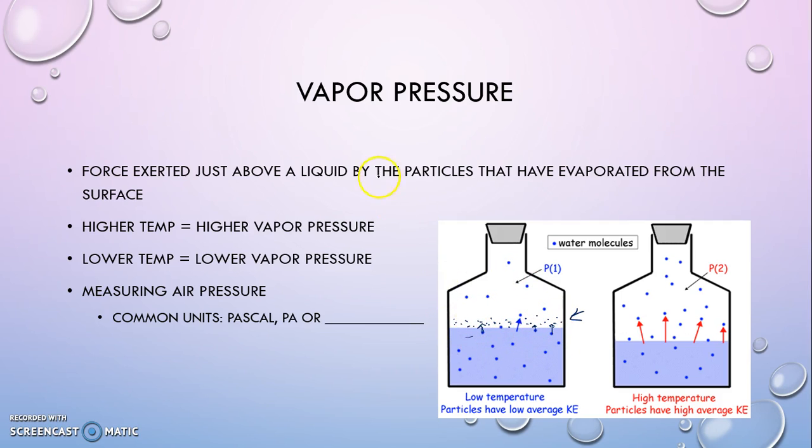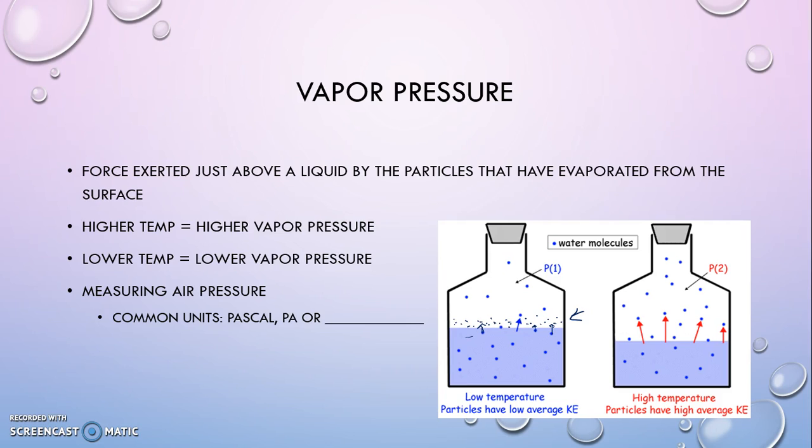At a higher temperature, you're going to have a higher vapor pressure because you're going to have more molecules with a higher average kinetic energy, and they're going to be escaping out quicker. At a lower temperature, you're going to have a lower vapor pressure because those molecules, again, have a lower average kinetic energy.